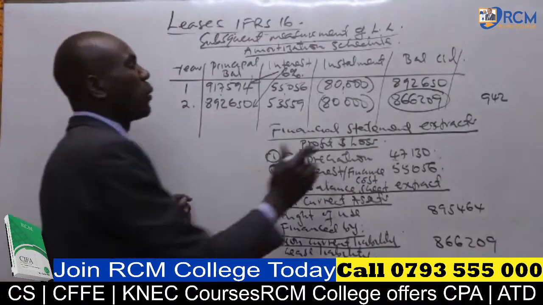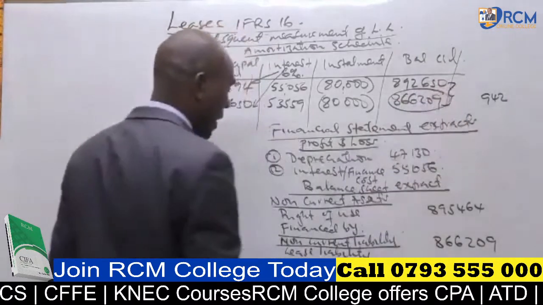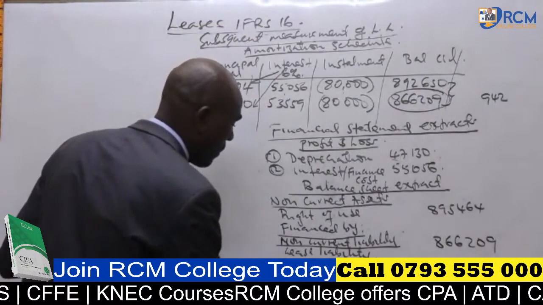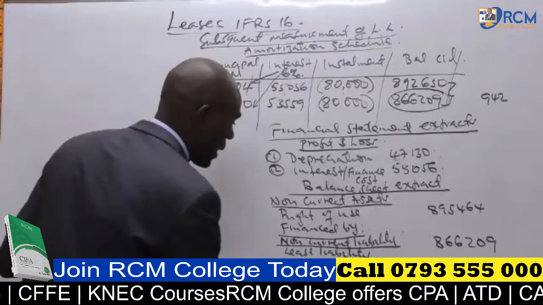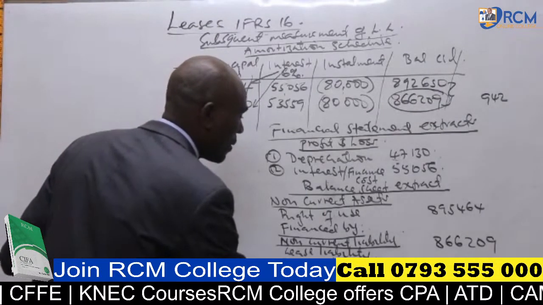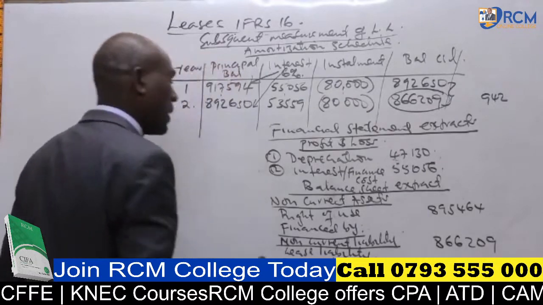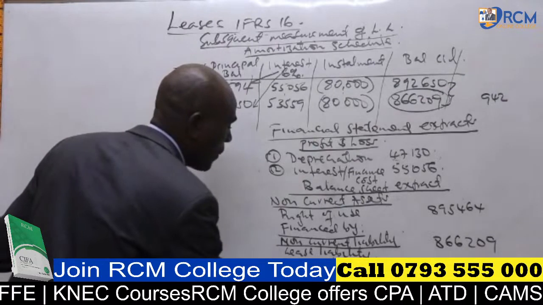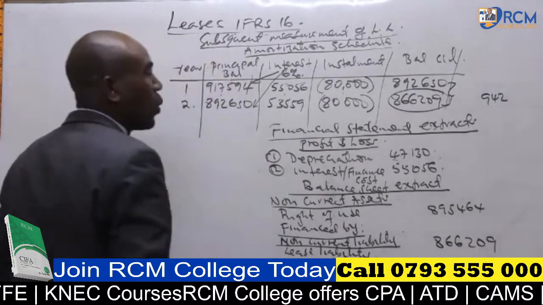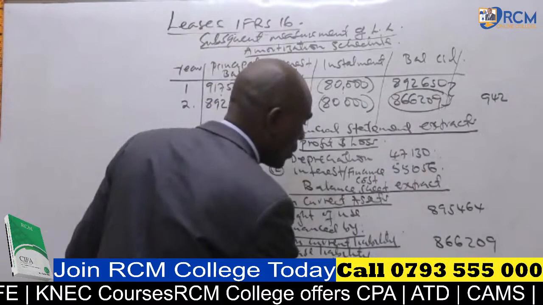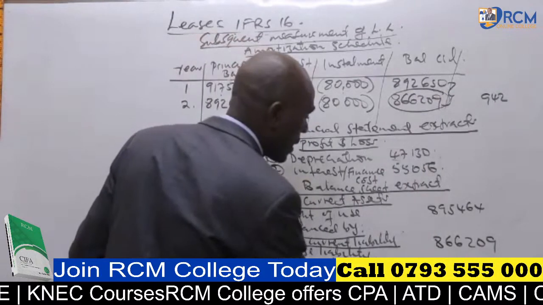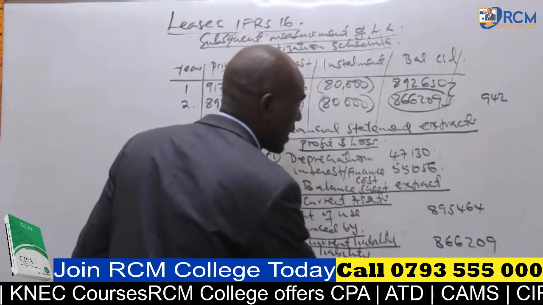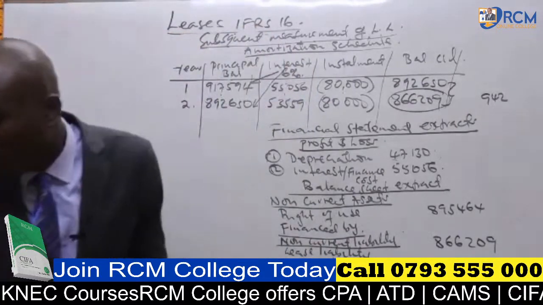Then the current liability will be the difference between these two. Therefore, I say current liability. Current liability, I take lease liability, which will be 892,650 minus 866,209.